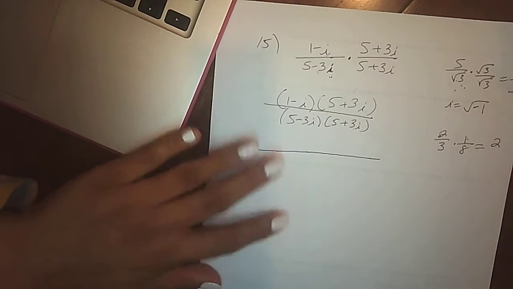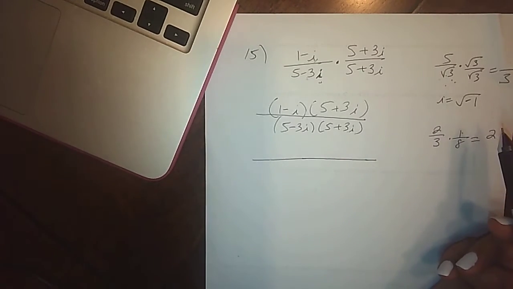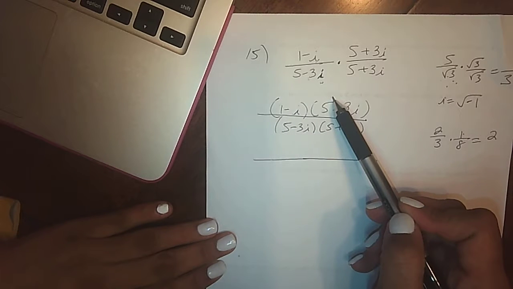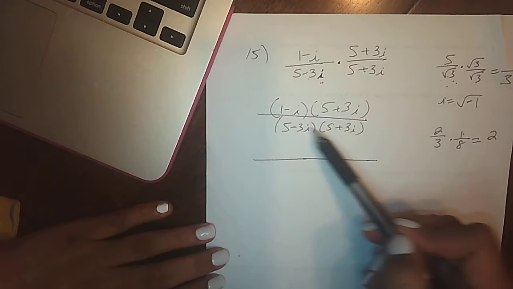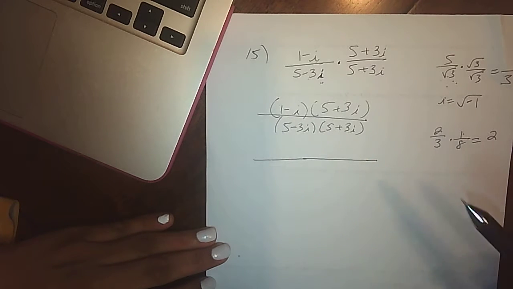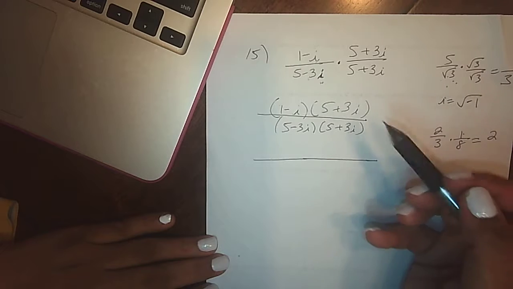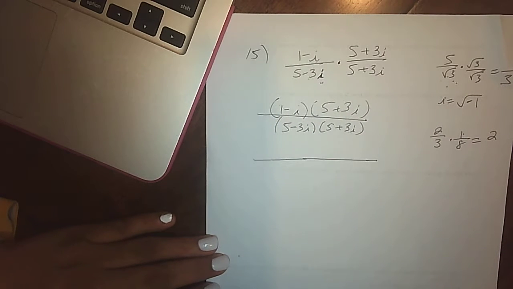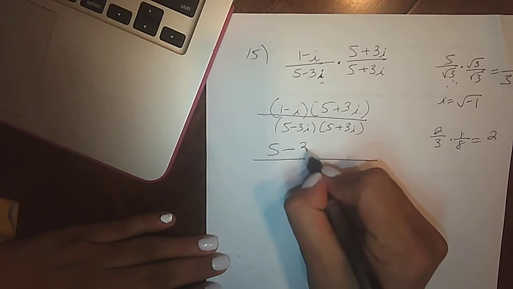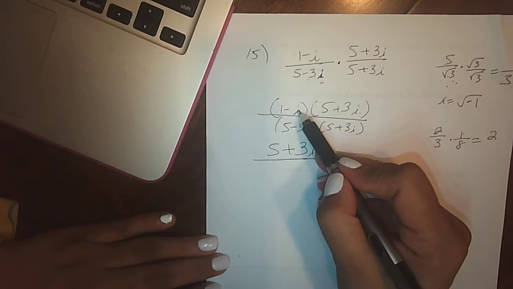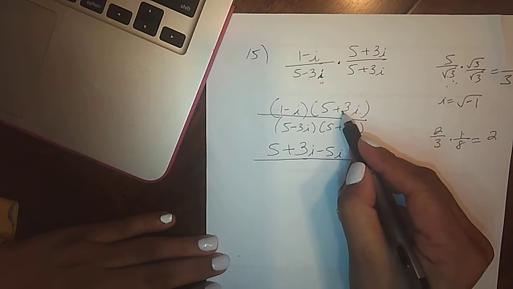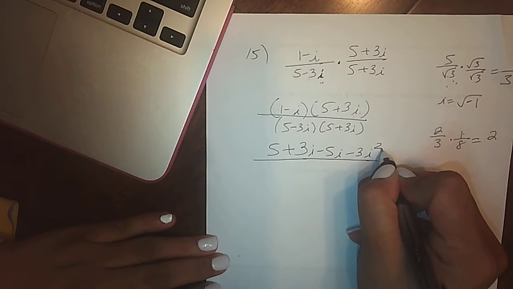Okay, now is the part that takes a few minutes to do. You're going to do the distributive property or FOIL, whatever you feel more comfortable with. That's what you do in the top part. That's what you do in the bottom part. Pause the video and do the distributive property yourself, and then start the video to make sure that you did it correctly. So 1 times 5 is 5. 1 times positive 3i is positive 3i. Negative i times 5 is negative 5i. Negative i times positive 3i is negative 3i squared.